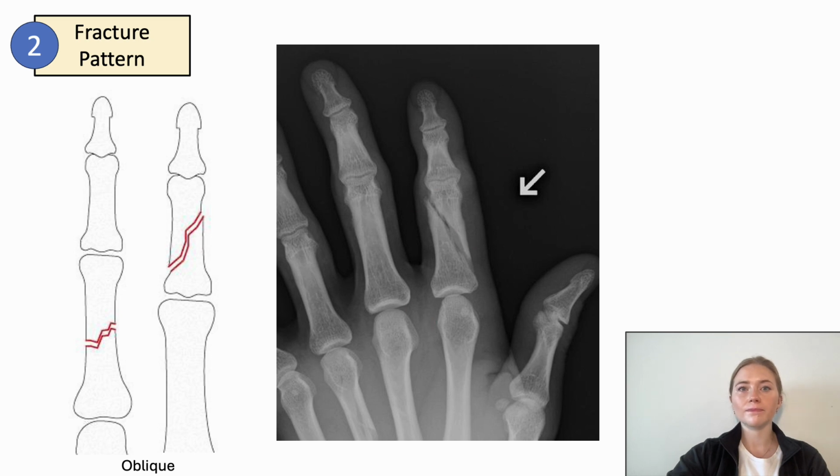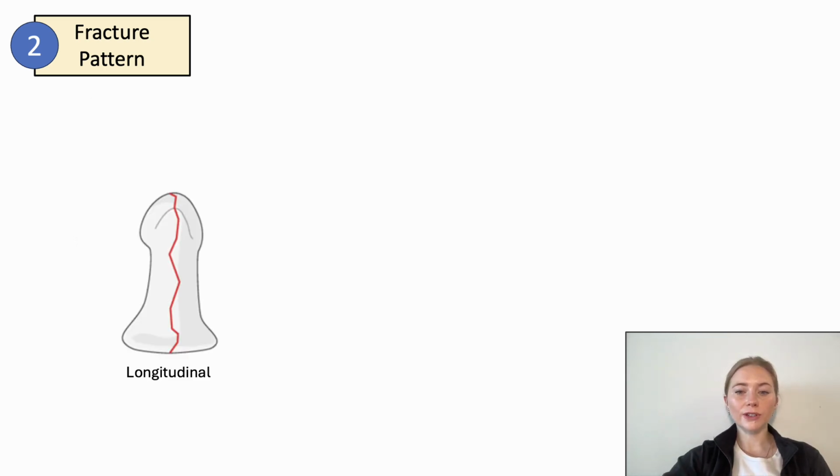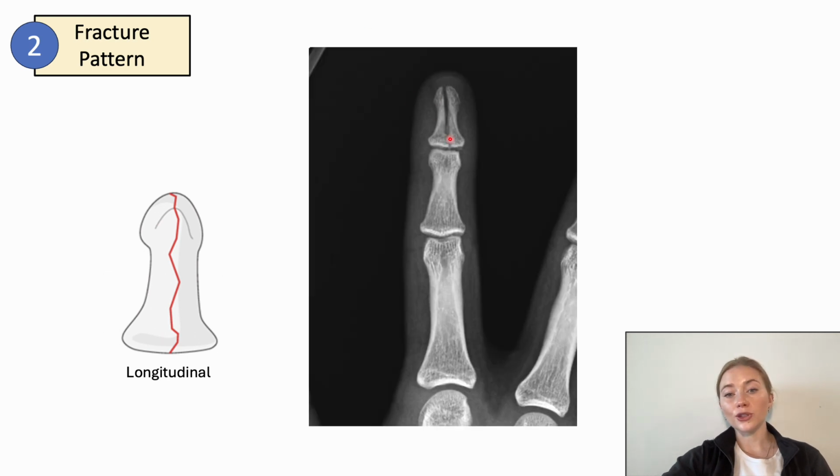second digit. The next type of fracture is longitudinal, and that's when the fracture line is parallel with the long axis of the bone. These are less common but can happen due to a force with impact perpendicular to the long axis of the finger. Here is an example of a longitudinal fracture through the P3.